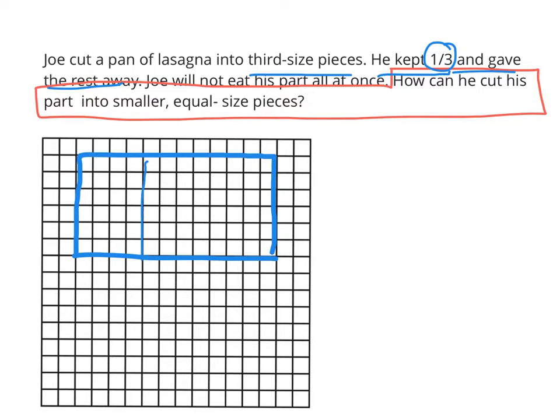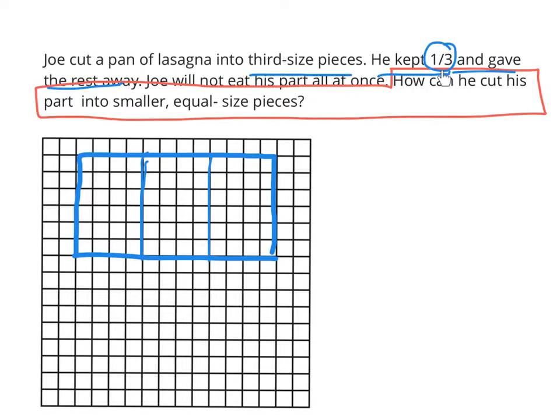So there we have 1 piece, and then we have another. So now we have 1/3, 2/3, 3/3. Now, let's go back to our word problem. And this is something that you need to do when you're solving word problems. You have to continuously go back, reread it, and make sure that you are applying the correct information into your problem solving techniques or strategies. Okay, so Joe cut a pan of lasagna into third-size pieces, which we've done already.